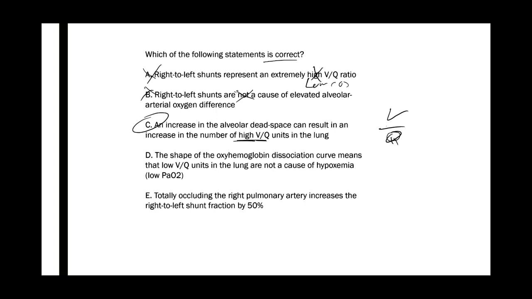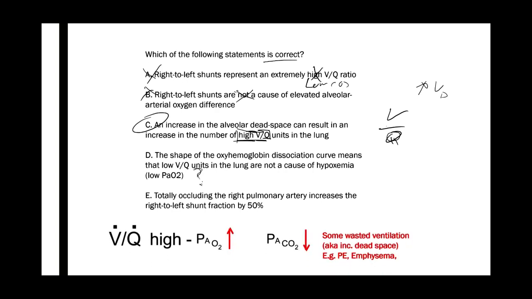So remember, an increase in dead space means there's air, oxygen, entering the respiratory tree that is not undergoing gas exchange when it normally should be. So that results in a high VQ ratio. D, let's see, curve, that means low. I'm just not going to attack that one.